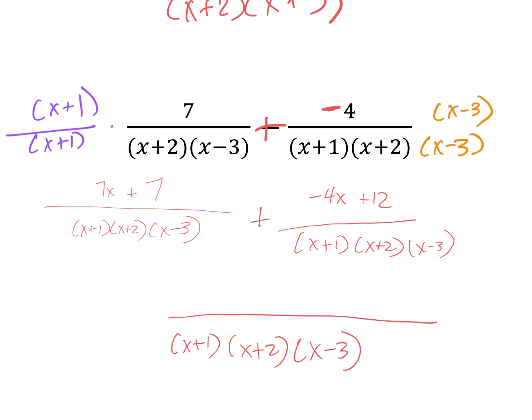So what's my answer? My denominator stays the same. What do I have up top? Three x plus 19. Done. Because does anything go into both 3x and 19? Nope. So nothing's going to be able to cancel. We're good.